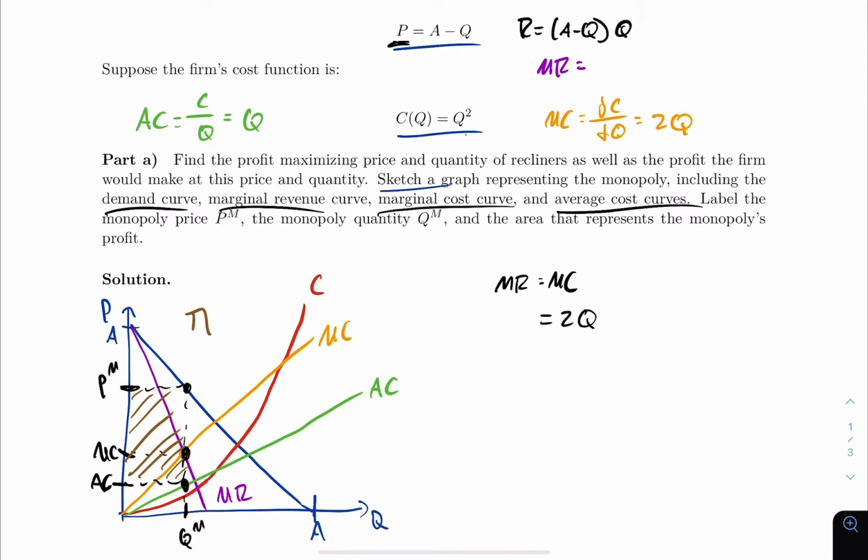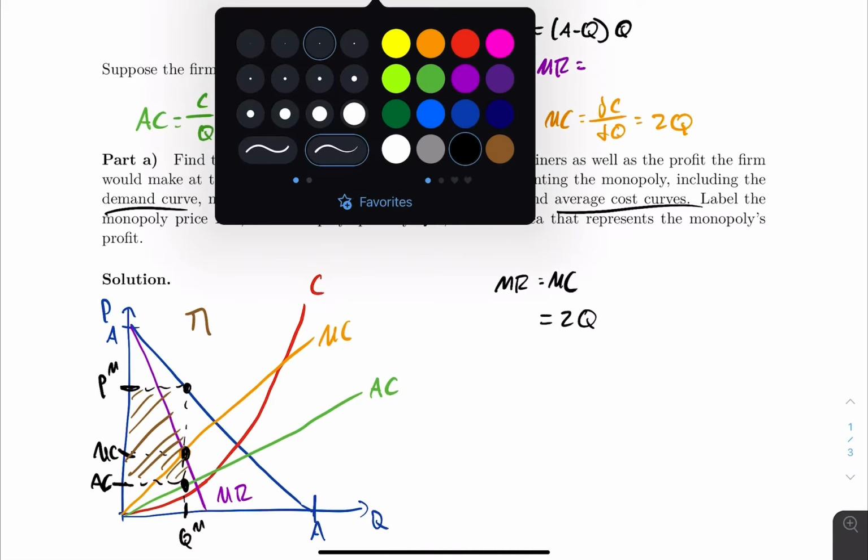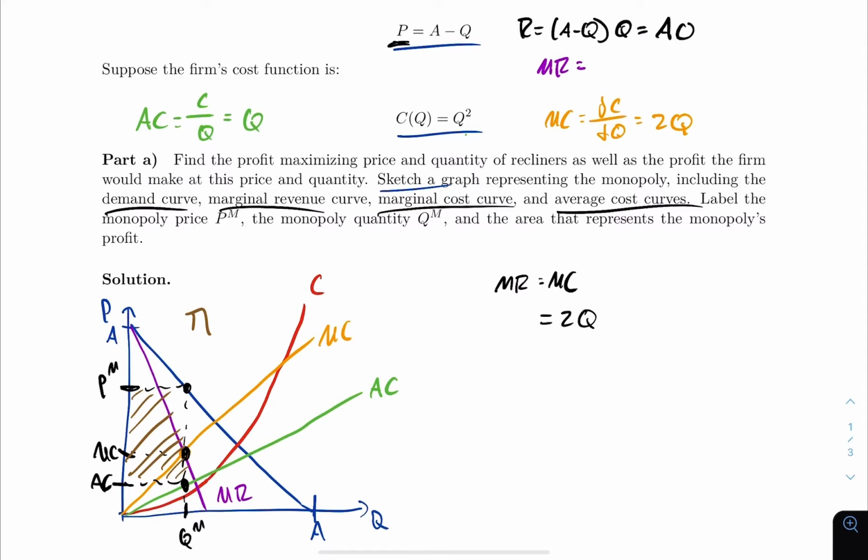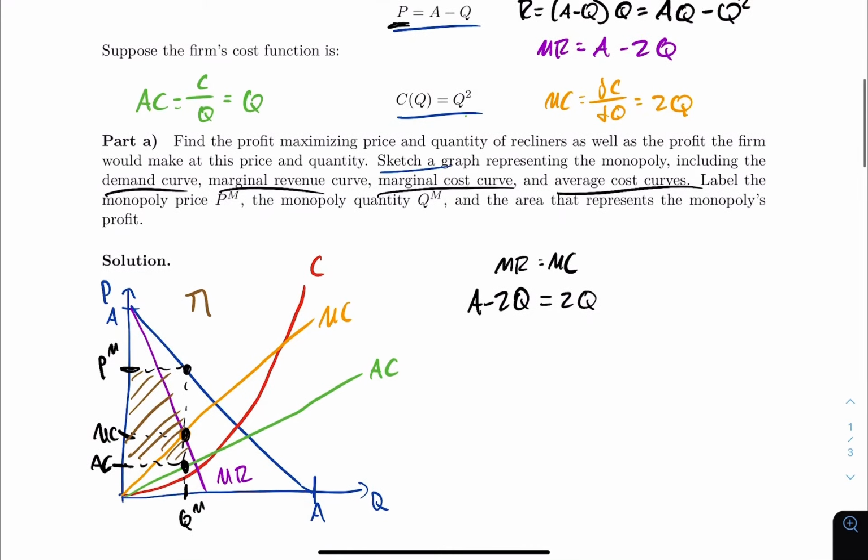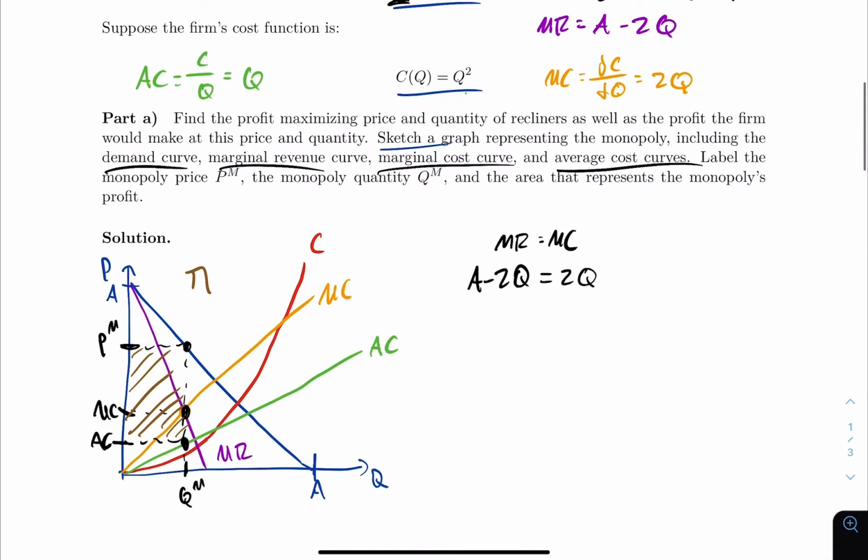Nope, what did I do here? So the first derivative of our revenue curve, so we have AQ minus Q squared, is A minus 2Q. So we set these equal to each other. We have A minus 2Q. So all we're left with here is A is equal to 4Q. So Q is equal to A over 4.